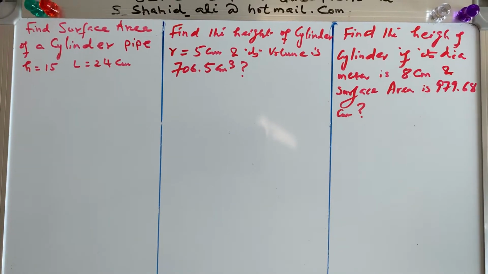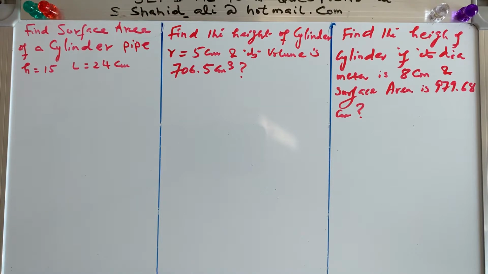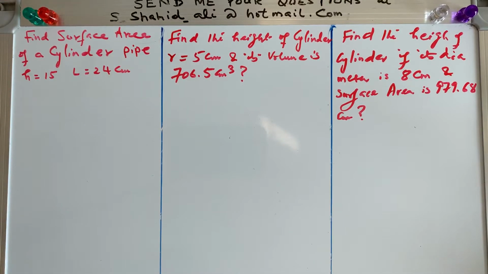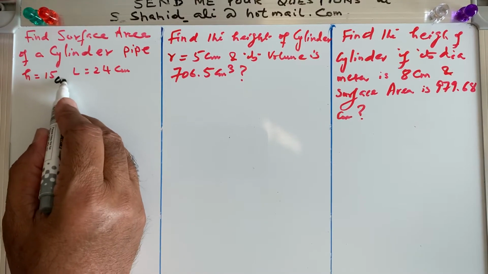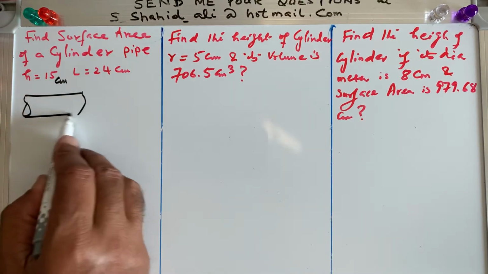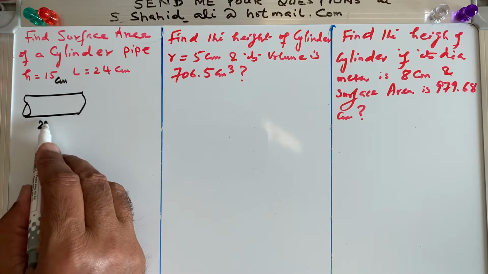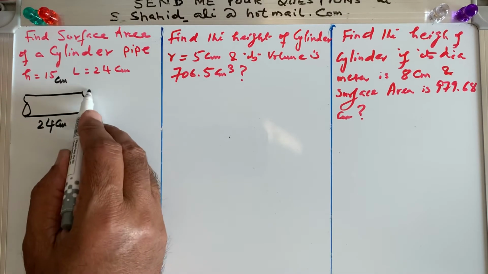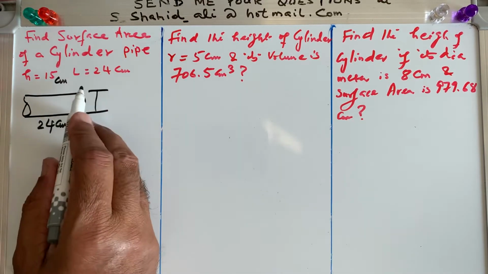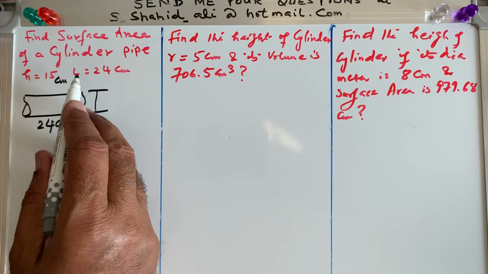So today we will be having some practice of surface area of the cylinder, and here is the question: find the surface area of a cylinder pipe whose height is 15 centimeter and length is 24 centimeter. That means there is a pipe and we have 24 centimeter in the diameter. Height is given and length is given, radius is given.